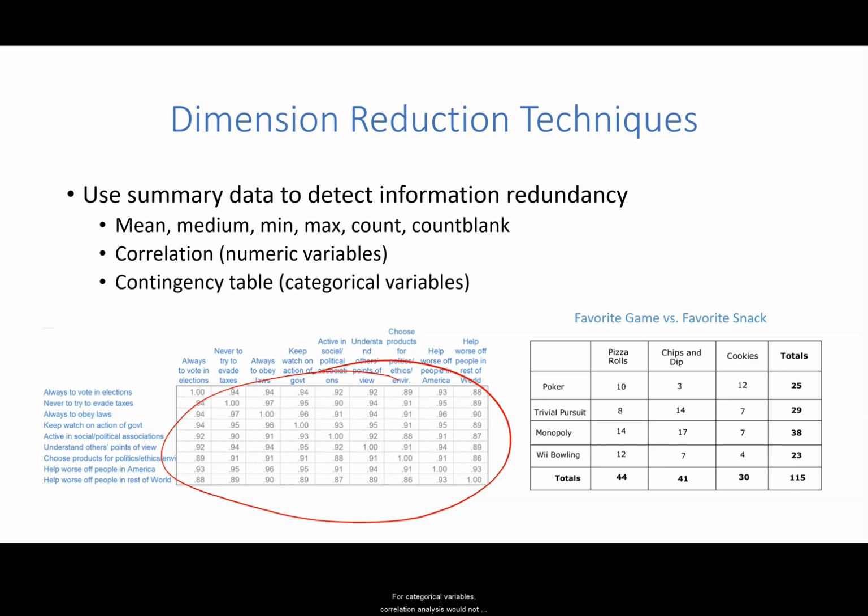For categorical variables, correlation analysis would not work, but we can use something called contingency tables to reveal the same information. For example, the bottom right side of this slide shows a contingency table that reports 115 people's favorite games and favorite snacks. For example, 10 people claim that their favorite game is poker and the favorite snack is pizza rolls. So, can you see a relationship between favorite game and the favorite snack? Well, it seems so in this table.